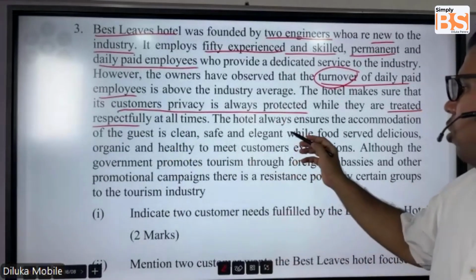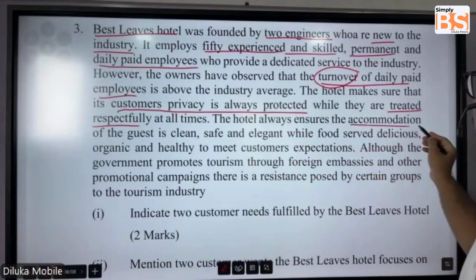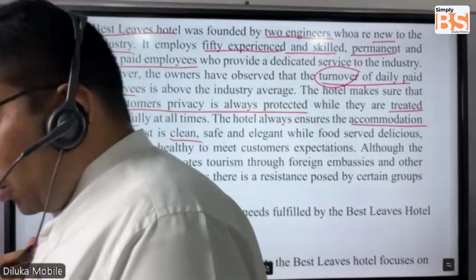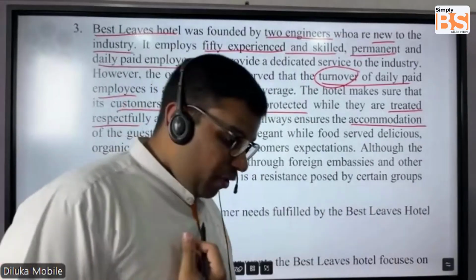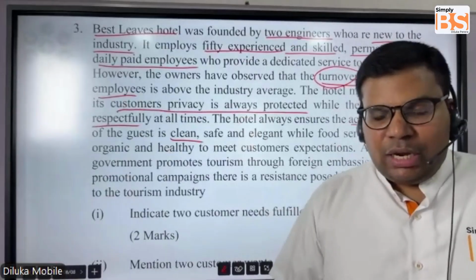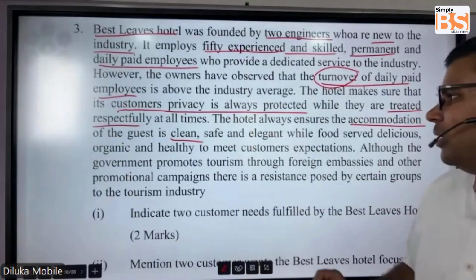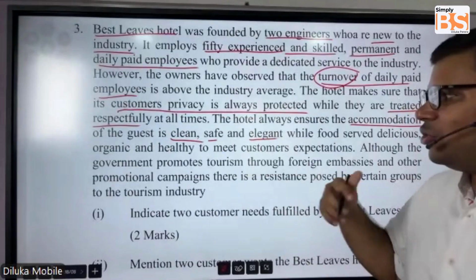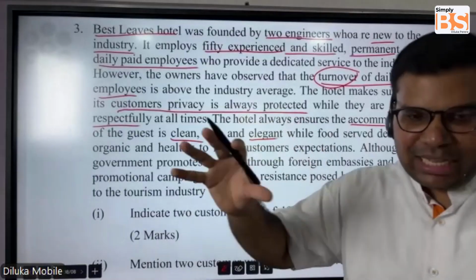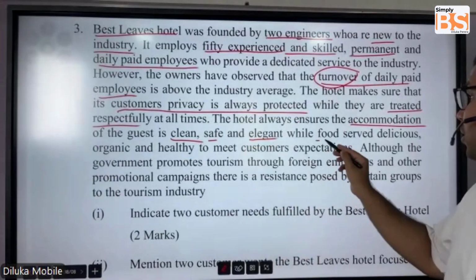The hotel always ensures that the accommodation of the guest is clean. Exactly. This is one of the things which I also request. If I go to a hotel, I would look at whether the accommodation is clean, whether the rooms are clean, whether it's in hygienic condition. They are maintained very good, safe and elegant. The rooms are cleaned, safe, elegant, nicely organized. All those things. While food is served delicious.